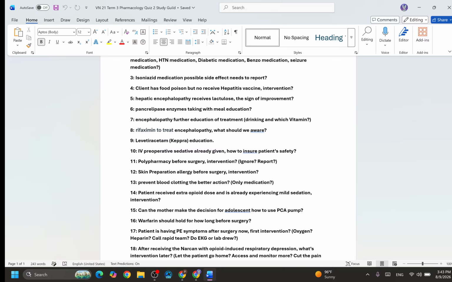Okay, number 8. Rifaximin, to treat encephalopathy. What should we be aware of? When we take this medication, we are treating a high ammonia level. We want to kill some kind of bacteria, especially E. coli, in our intestine, in the colon area. So that's why it's not going to produce lots of ammonia.